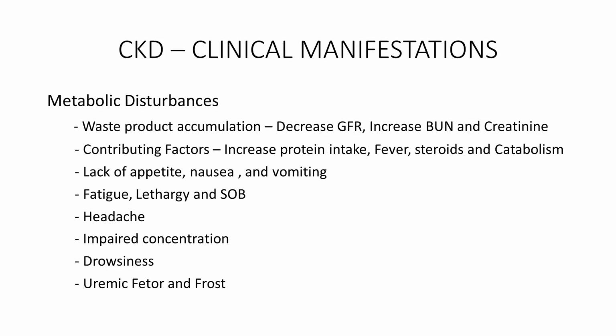Now, what are the metabolic manifestations? Most of the metabolic manifestations are because of the accumulation of waste products, because of decreasing GFR, resulting in an increase in urea, blood urea nitrogen, and creatinine. The contributing factors for the increase in BUN and creatinine are increased protein intake, fever, steroids, or increased catabolism due to any cause like fever, stress, etc.